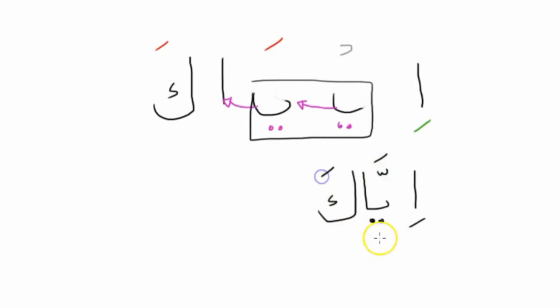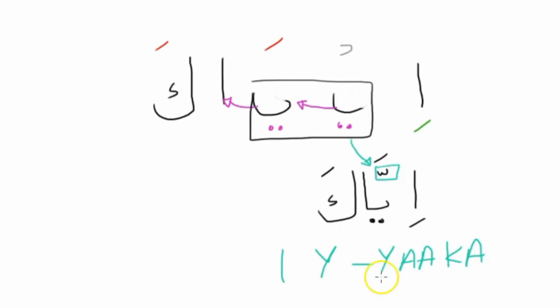So pronounce it with me. Iyaka, iyaka. Say it with me. Iyaka. So the two yas here are represented with one ya with a shadda on top. They're exactly the same. Okay, and it's pronounced iyaka. So say it with me. Iyaka. Excellent, brilliant.